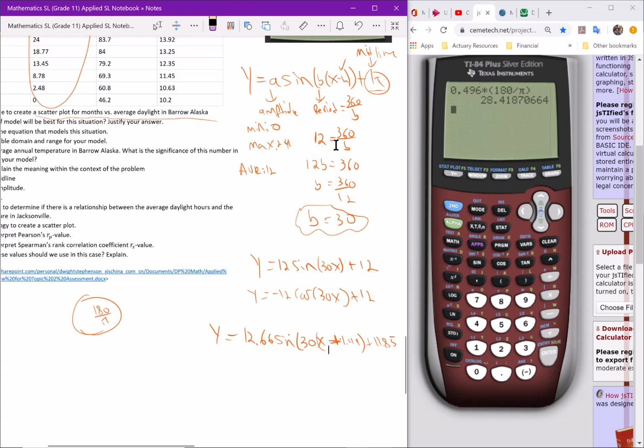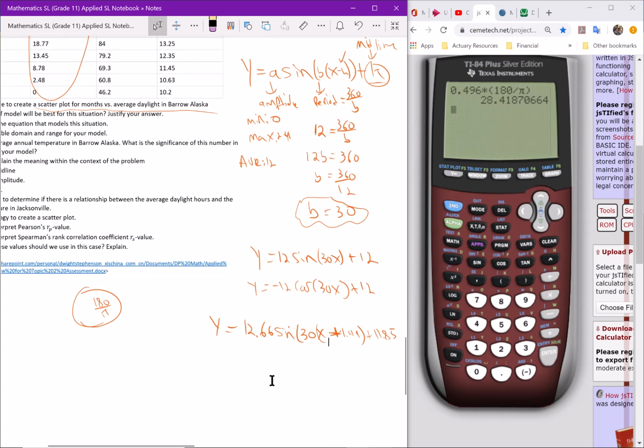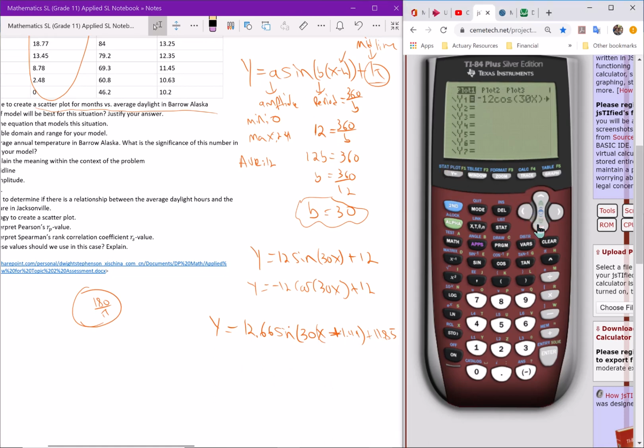Okay, so we're back to this. I'm going to use 30 just because that's what we calculated using the months. So we could actually graph this one as well and just see if it's a better fit or not. We're going to put 12.66 sine 30, oh, they already had the parenthesis, 30x plus 1.49 close, plus 11.85. And you graph, and that does not look right at all.